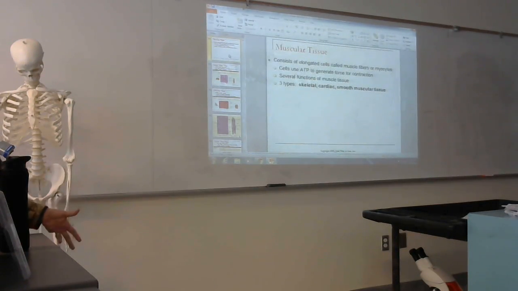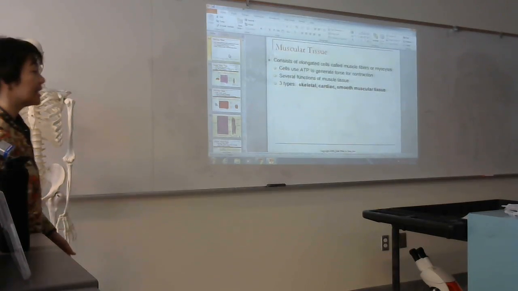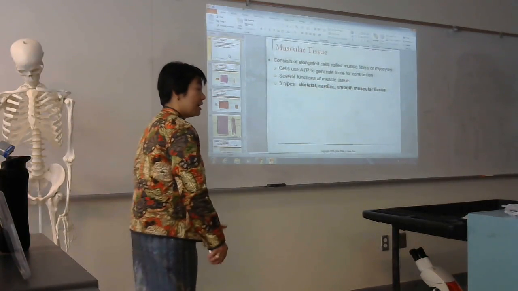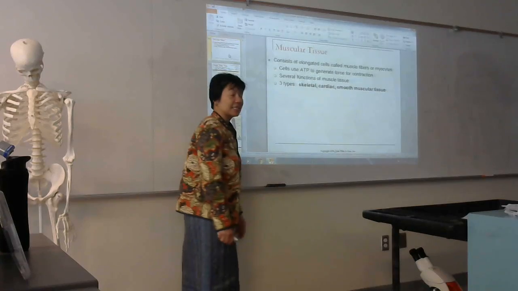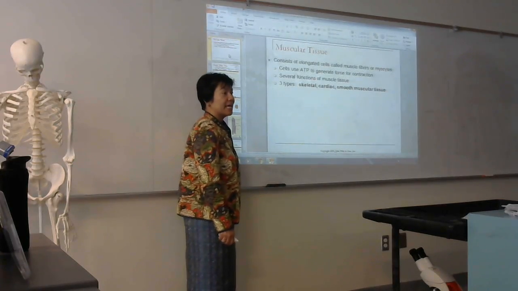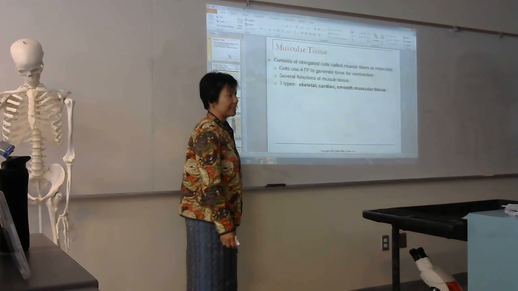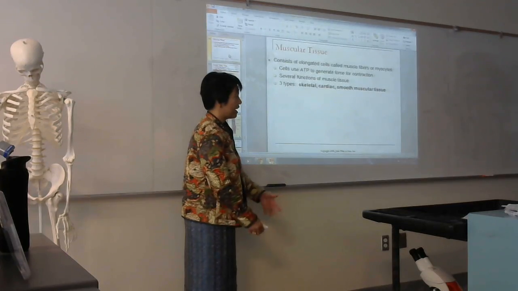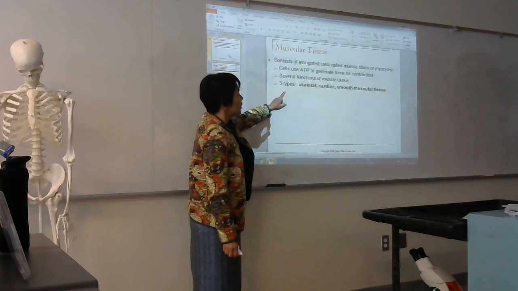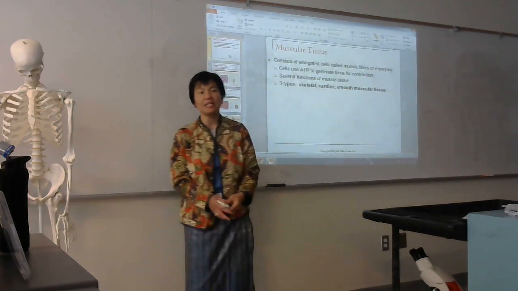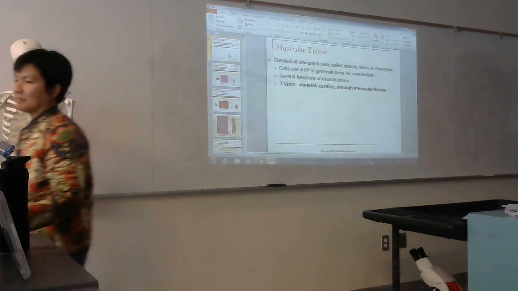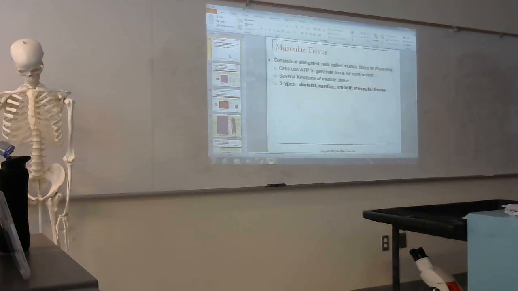So that's why if you have any stroke patients, like I said, you have to put a blanket on the part of the body that's no longer working because it's no longer able to generate heat. So that's why you have to help them. You need to know that there are only 3 muscle types: skeletal, cardiac, and smooth muscle.